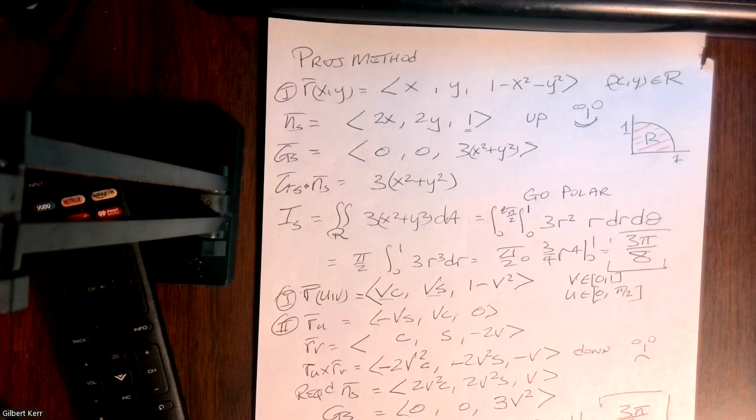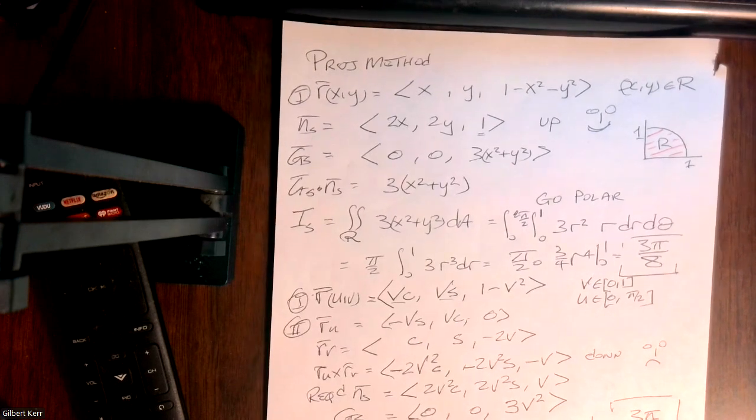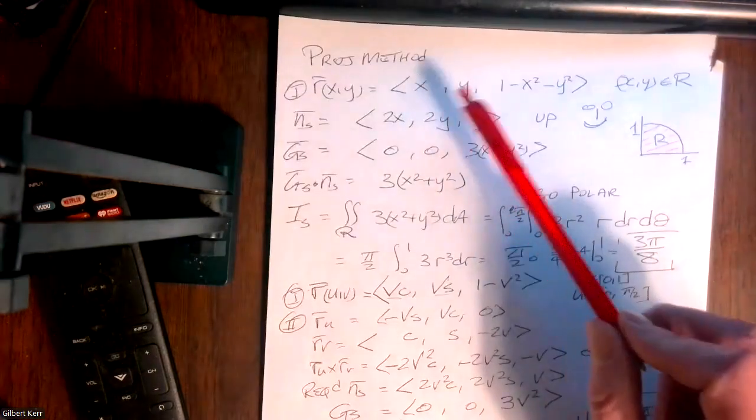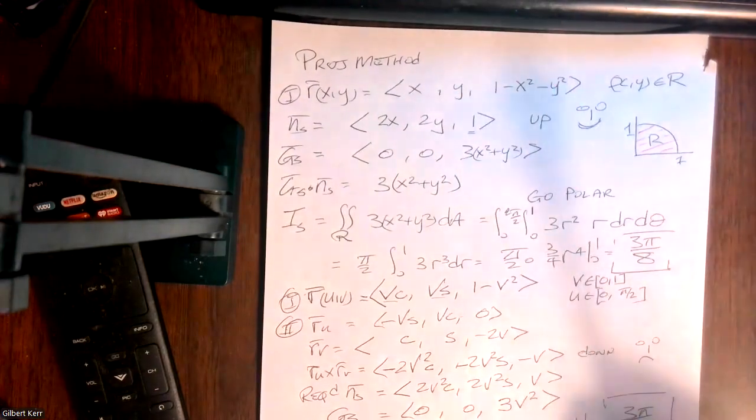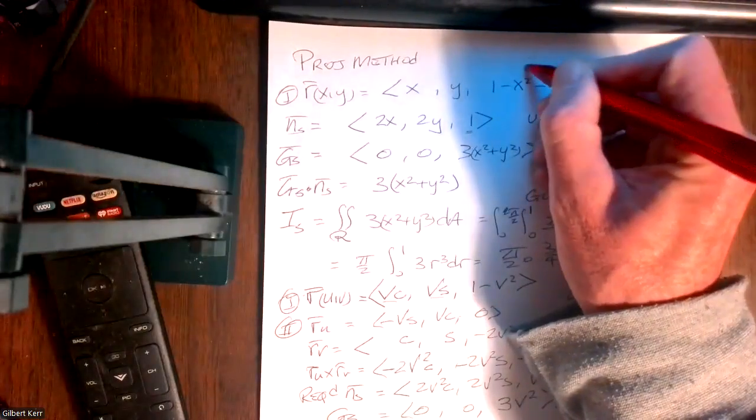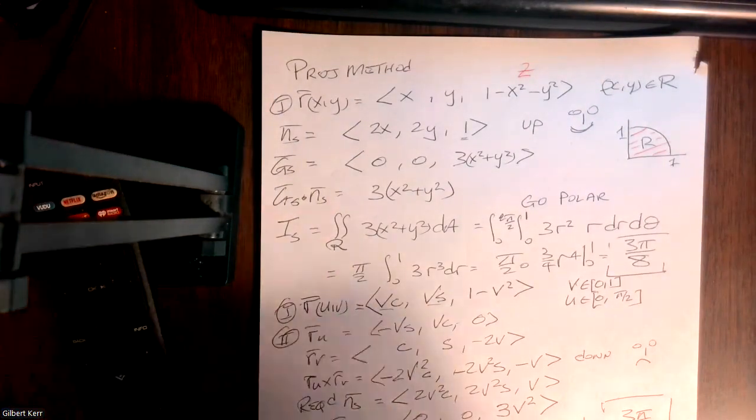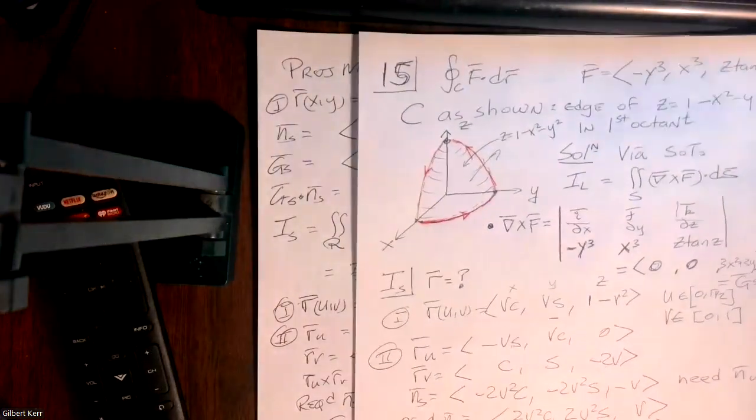I've debated whether I should even do this, but it turns out that for this particular surface, the 1/4 of a paraboloid, the projection method actually works fairly nicely as well. So if I go with the projection method, then it's always an x and a y, and then this comes from the equation of the surface. It's an alternate solution to the thing that I just did.